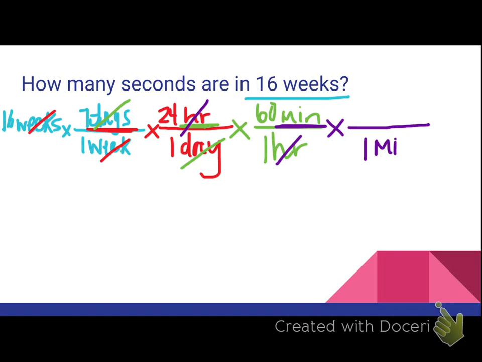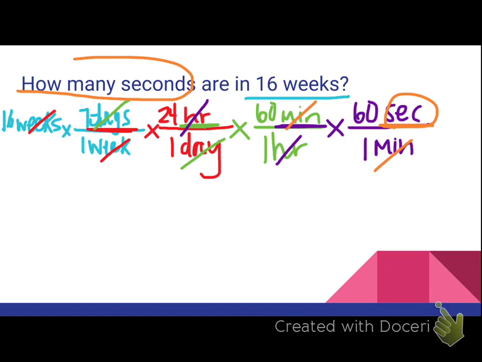And then we know that in 1 minute there are 60 seconds. Once again, how did we know which way to put it? Because we wanted to make sure that our units canceled, minutes canceled, and now I'm going to know how many seconds there are, which is what the question is asking.